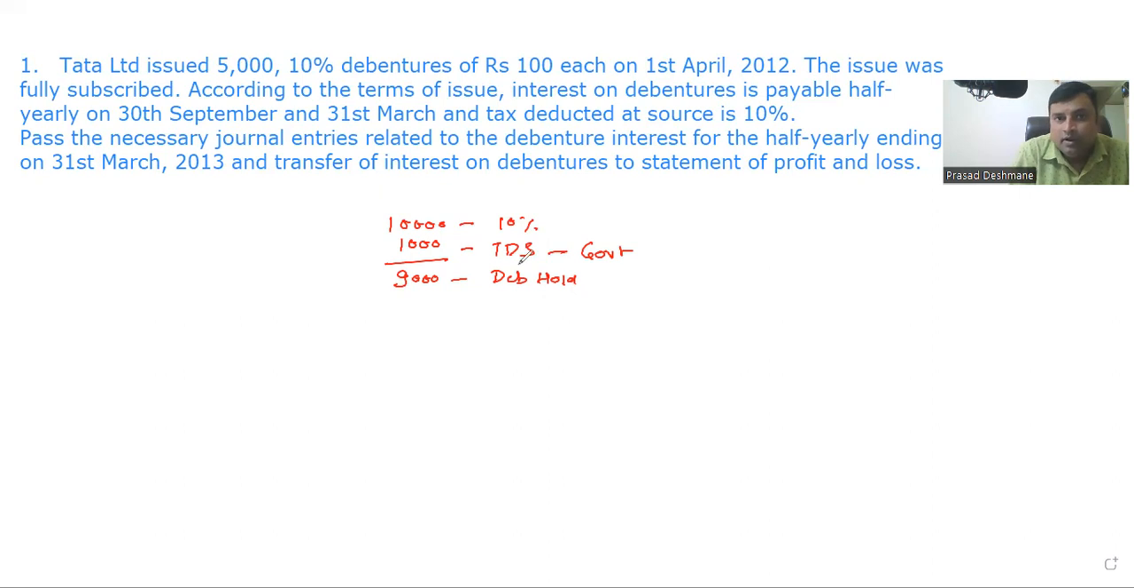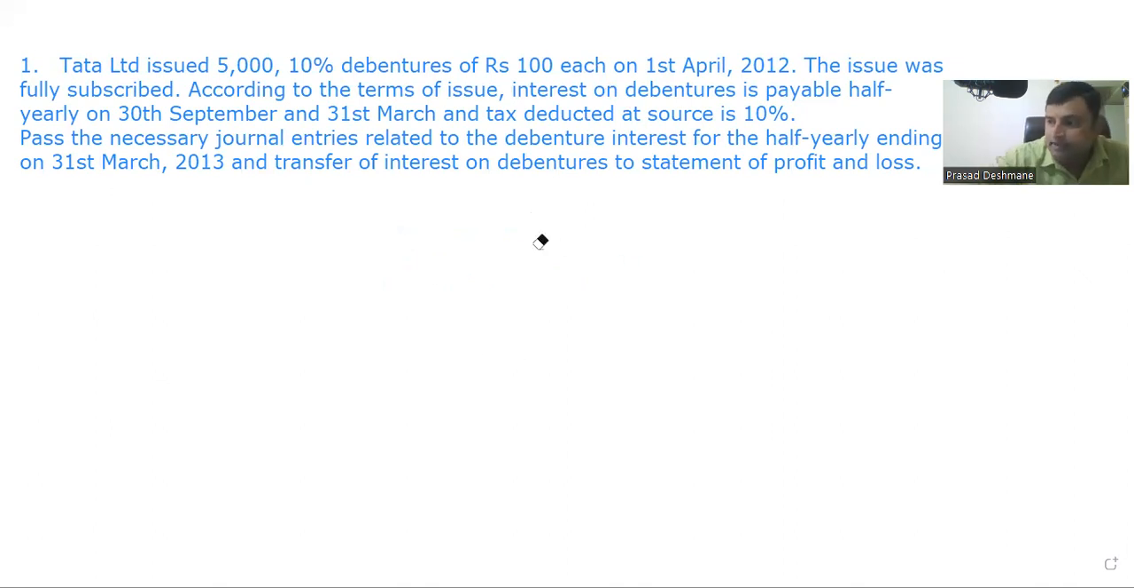Earlier what was it? The debenture holder would get 10,000, and out of that he would pay 1,000 rupees to the government as income tax. But now the government says instead of paying 10,000 to him, pay only 9,000 to him, and 10% of 10,000, which is 1,000, which is the tax, pay directly to us instead of paying him. Understood what I'm saying? That is TDS. Okay.